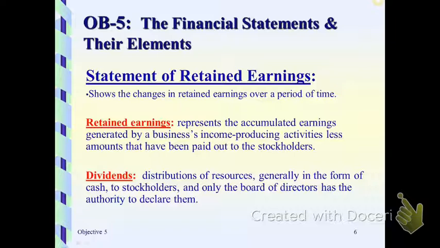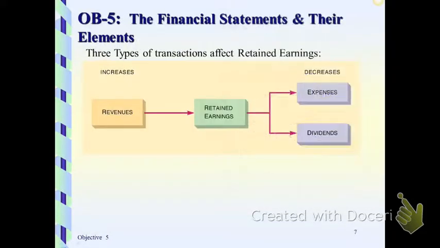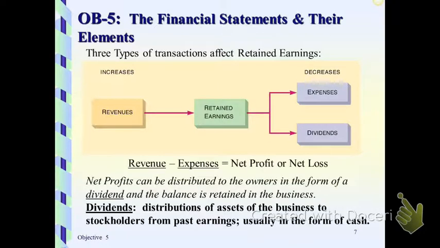So let's look at this information regarding the statement of retained earnings in another way. If we look at this flow chart, we can see that retained earnings are positively impacted by the revenues that come into the business. Retained earnings are negatively impacted by expenses associated with the business and dividends. We can show that those are the outflows from the retention of earnings by a business.